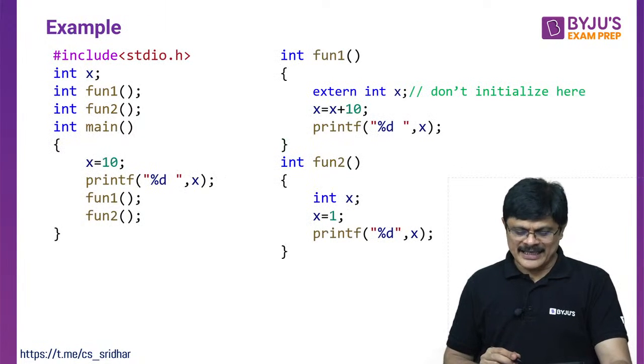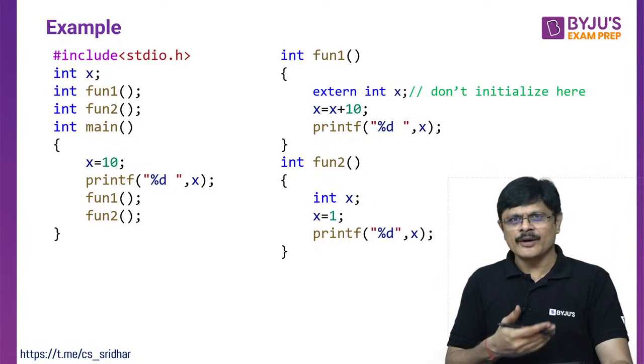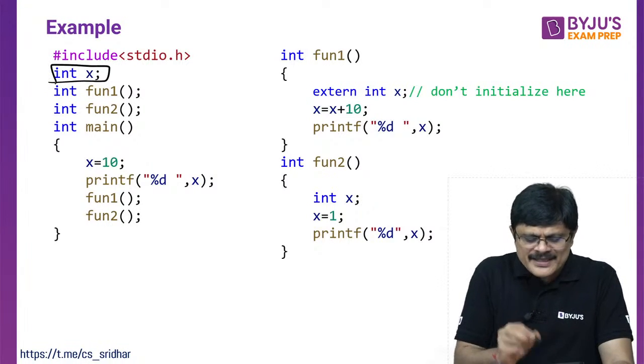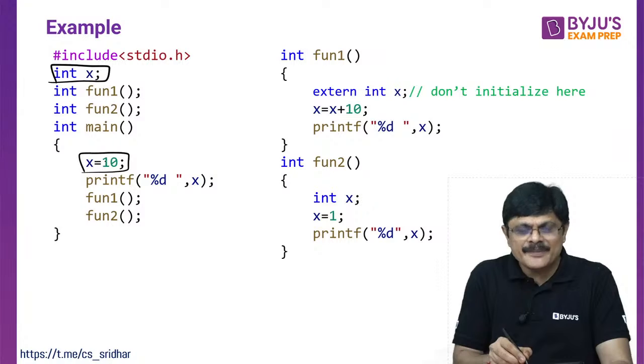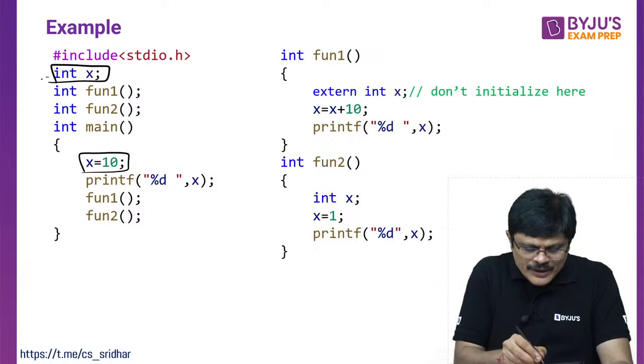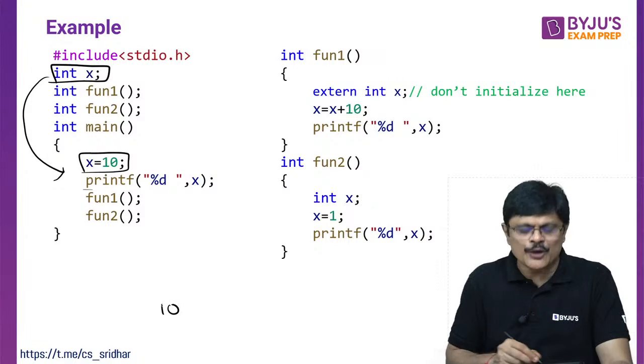Now look at this example, my dear friends. Here it is global x, and there is a main function here with x equal to 10. So it is global x only, because there is no local x here. And I print the value of x, I get the value 10, my dear friends.